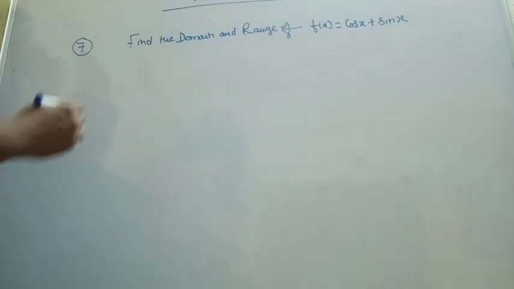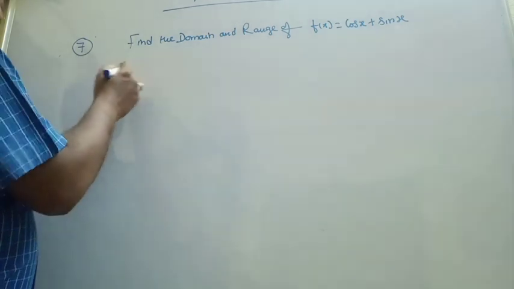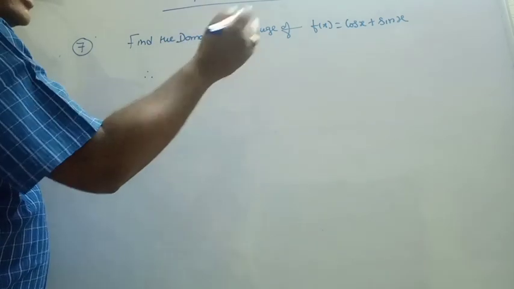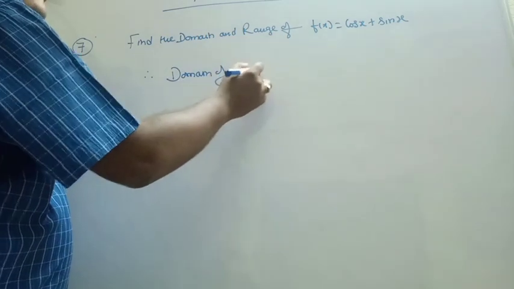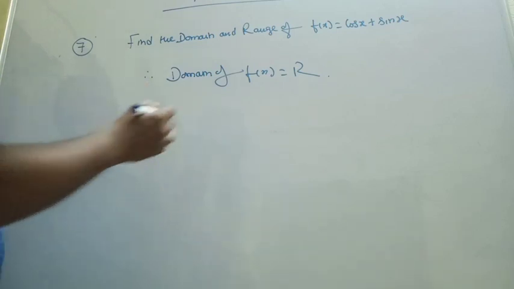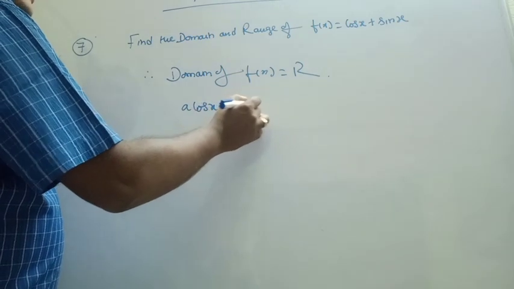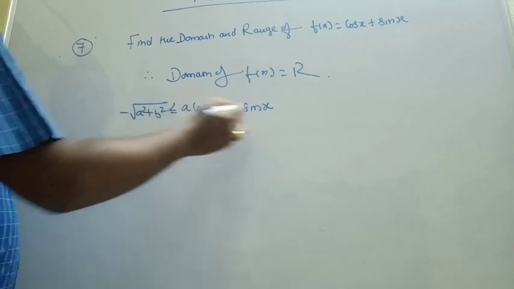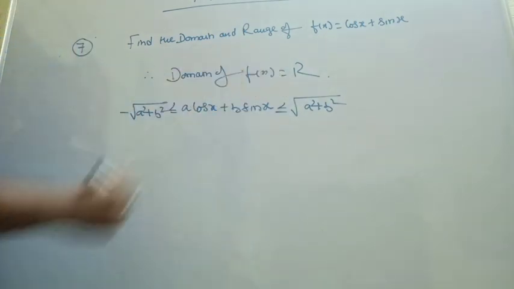Now we have the seventh problem. Find the domain and range of f of x is equal to cos x plus sin x. Because cos x and sin x have domain as the set of all real numbers, obviously the domain of f of x is the set of all real numbers. For the range, we know that a cos x plus b sin x will always lie between minus root over a square plus b square, the minimum value, and root over a square plus b square, the maximum value.